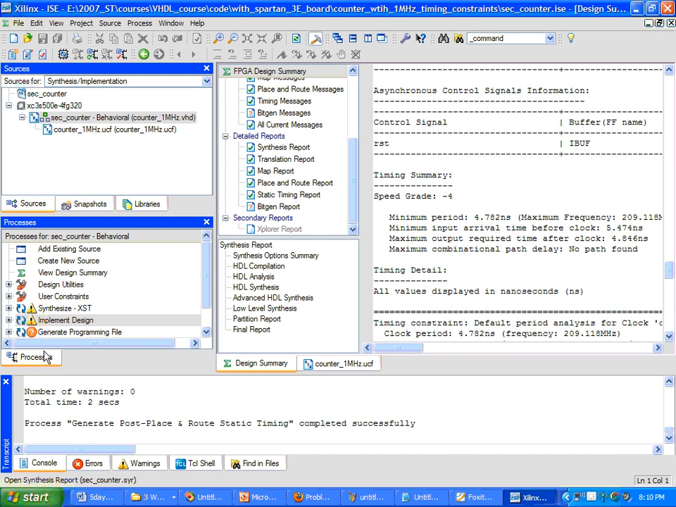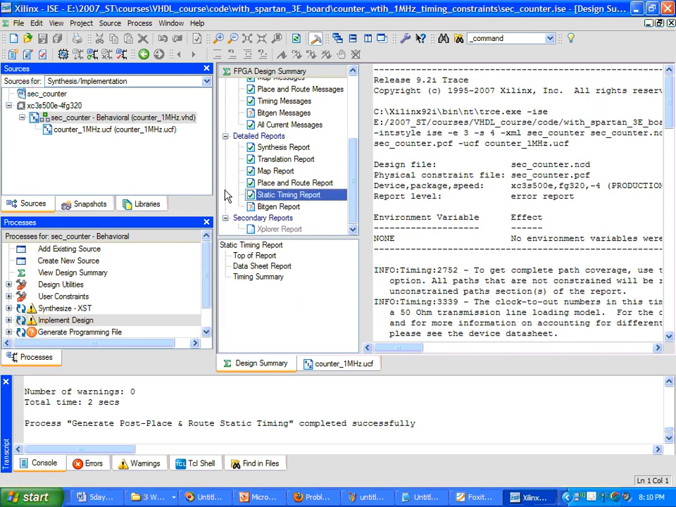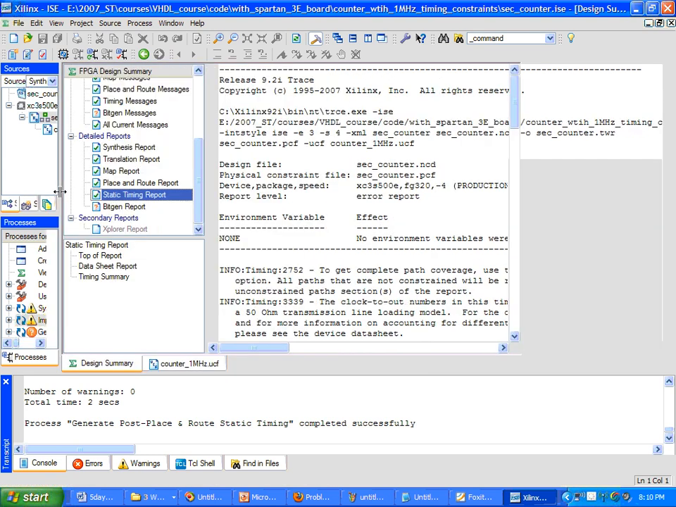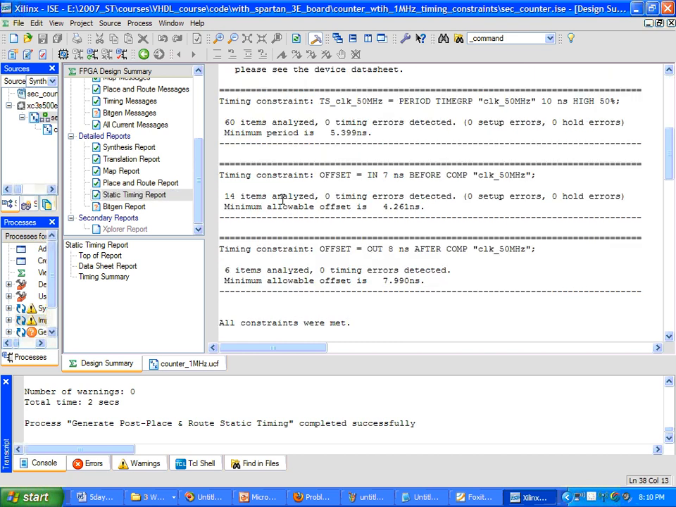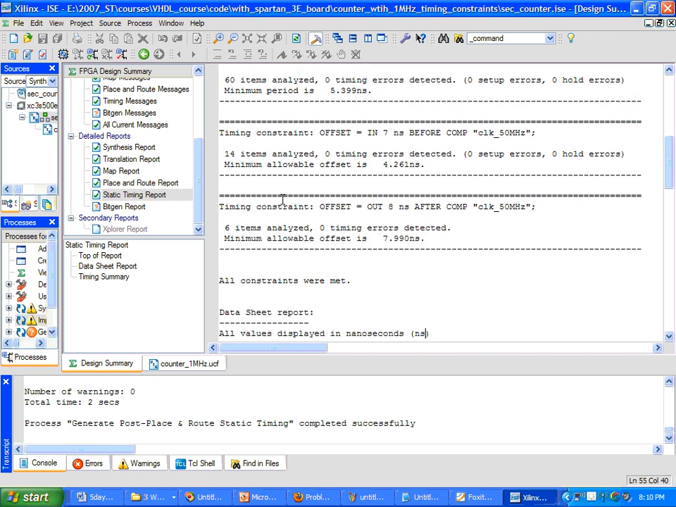Once implement design and place and route is done, this report will be ready. So you can double click on this to see it. This is a static timing report. In the static timing report, it is shown in a very detailed way what our timing constraint is and whether it is met or not. This is our first timing constraint, that we wanted the clock period to be less than 10 nanosecond. It could actually achieve 5.39 nanoseconds, so the spec is met. We asked for 7 nanosecond, that is pad to setup, and it could achieve 4.2. And we asked for 8 nanosecond for the clock to output, and it could achieve 7.99. So now it is showing that all constraints were met.